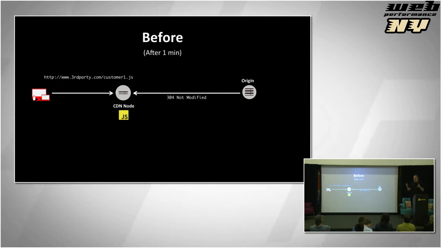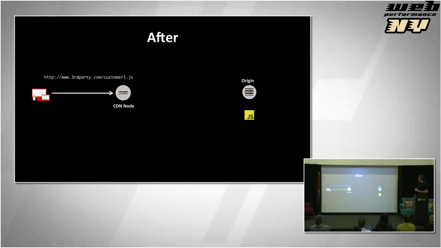But you did this whole thing because you were afraid of serving bad JavaScript to the customers of your customers, right? You didn't want customer1.js to be outdated, to not reflect the changes that your customer made 30 seconds ago. This is how you did it before. How does Instant Purge help this? So watch this. Now, this is still before.